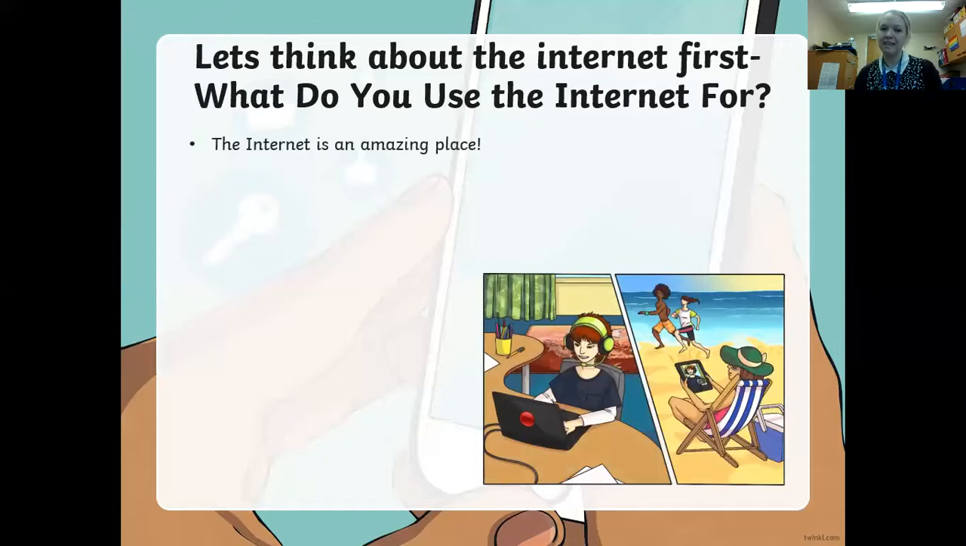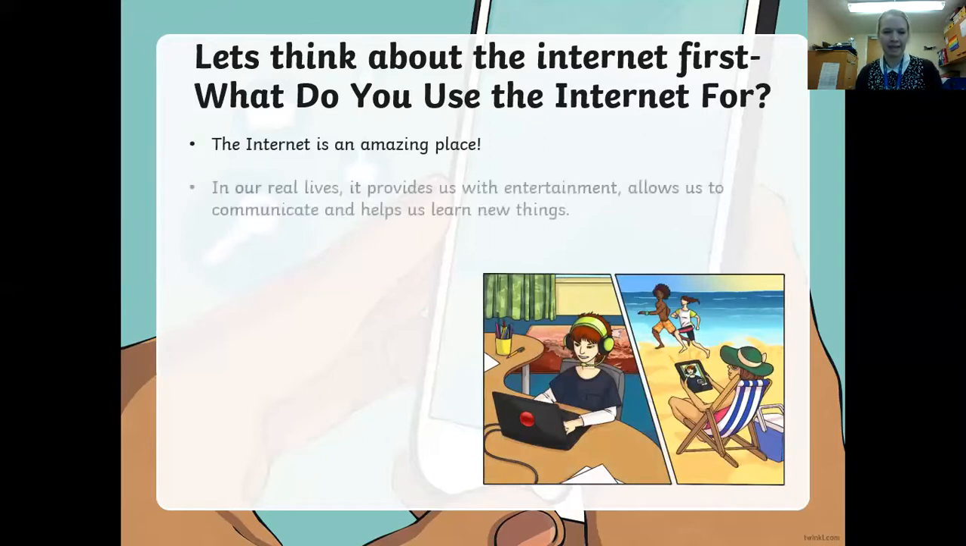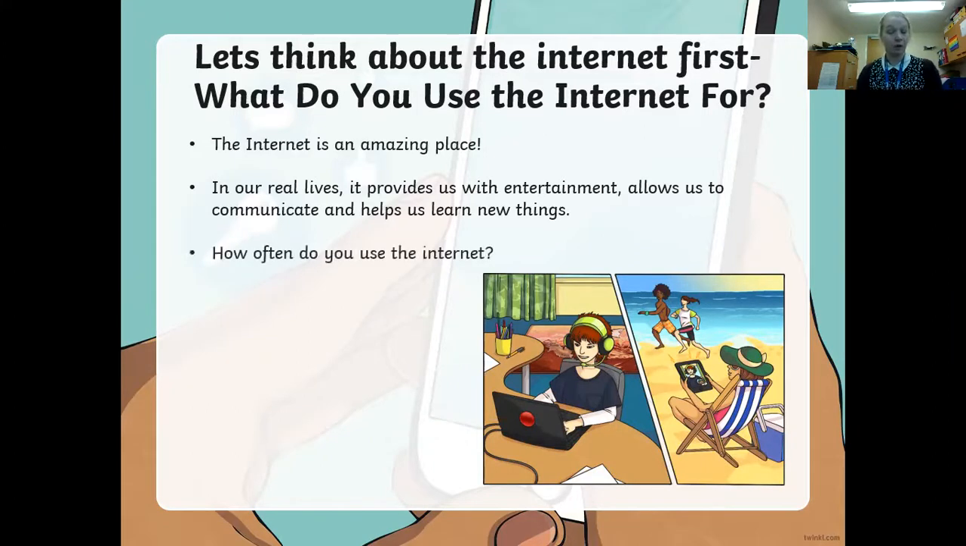Because we know the internet is an amazing place. It provides us with entertainment, allows us to communicate, and helps us learn new things. How often do you use the internet? What do you use it for? And we all know we are using it a lot more at the moment. We're having to do homeschooling on it. I'm sure we're using it for a little bit more entertainment than we would, especially in the winter because it's a little bit chillier out there. So it is really important to think about online safety.